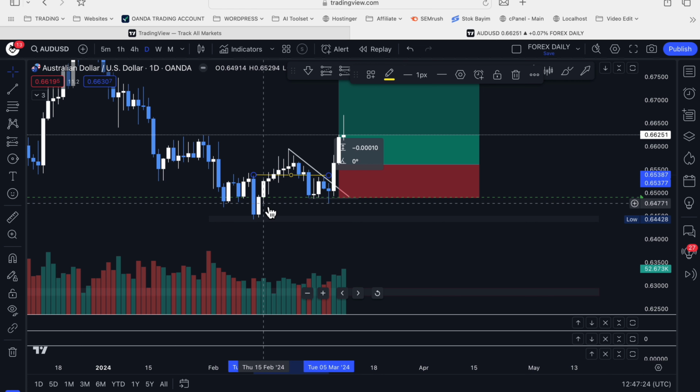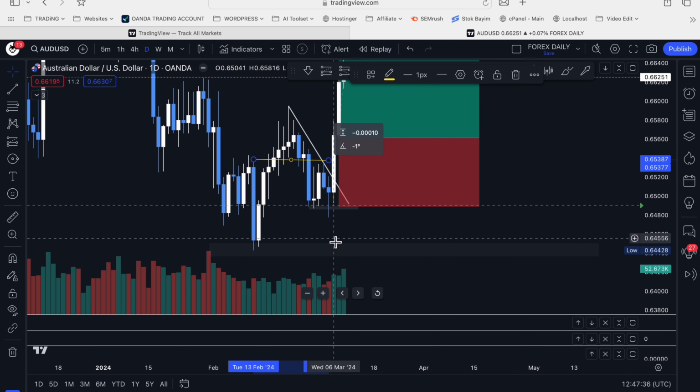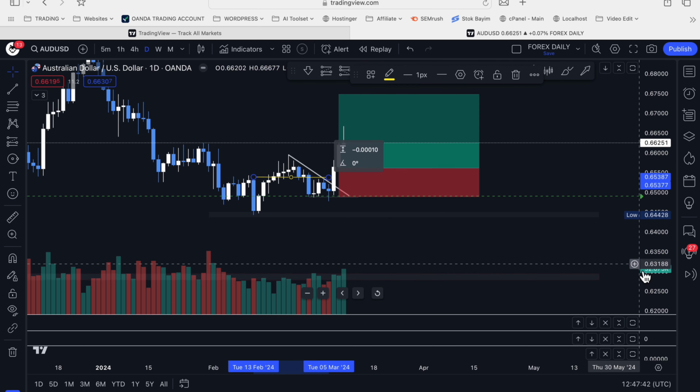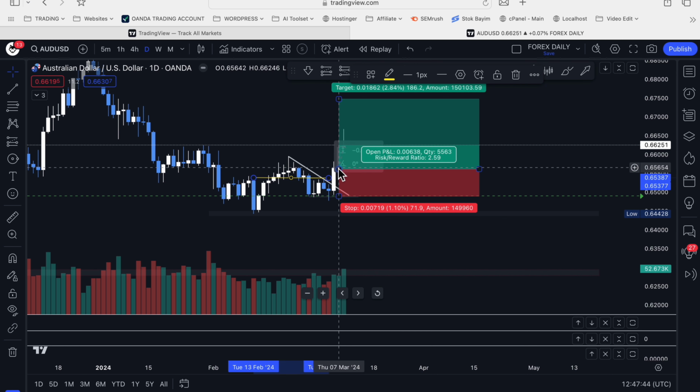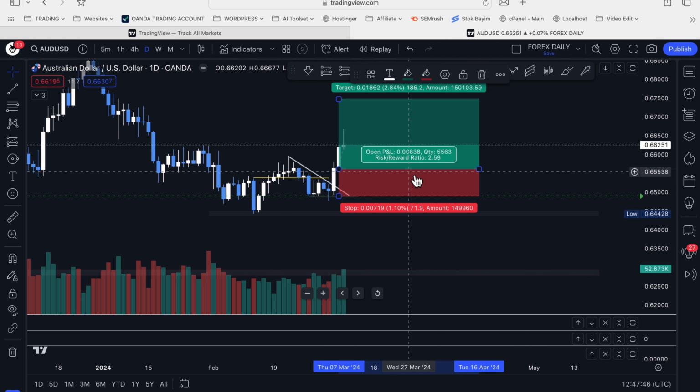My stop loss would have been below this candle, so I wouldn't have been stopped out. Potentially have been stopped out here. It's too close to see. Let's expand it up. Yep, I would probably have been stopped out here if I entered here. But I entered when there was volume, as you can see here. Okay, so this move here is a 186 pip move.